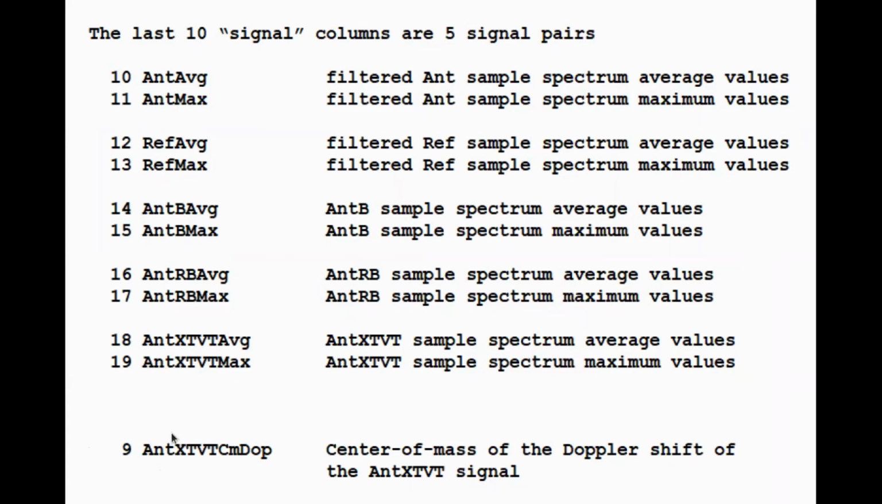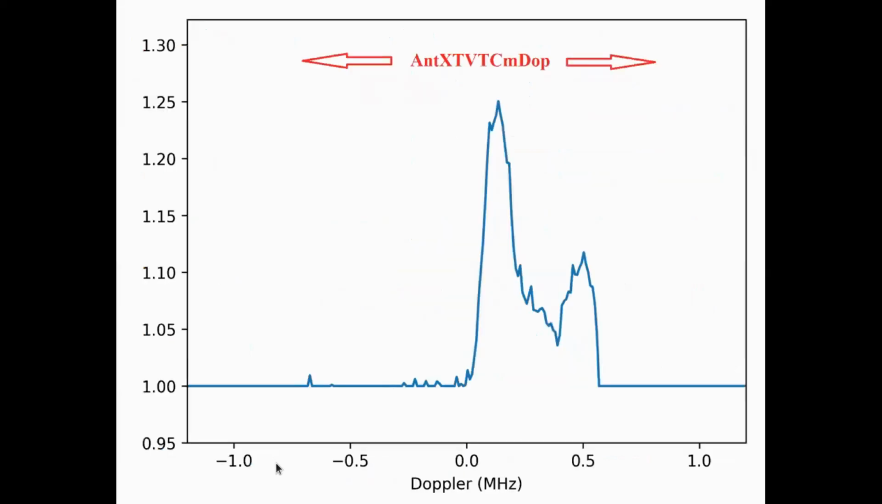There's one more. Number 9 is kind of left over. It's strange. It is ant XTVT. That's the signal just above here. But it's the center of mass of its information expressed in Doppler. What are you talking about? Well, when we get spectrums of galaxy crossings where the action is, we see a lot of hydrogen information. In fact, sometimes we see not just one peak, but we see another peak.